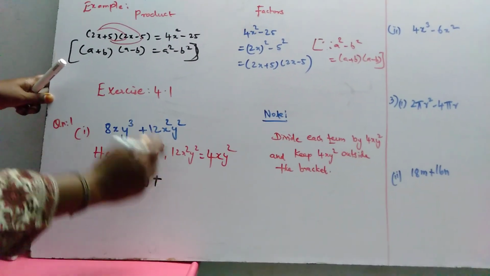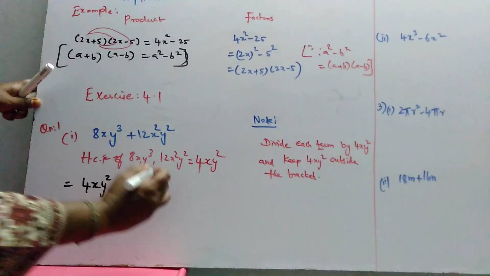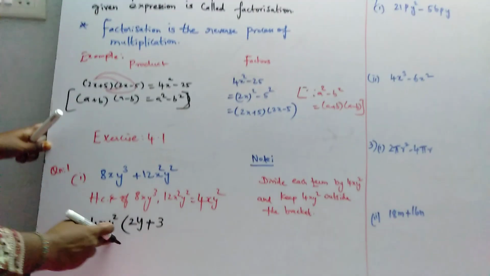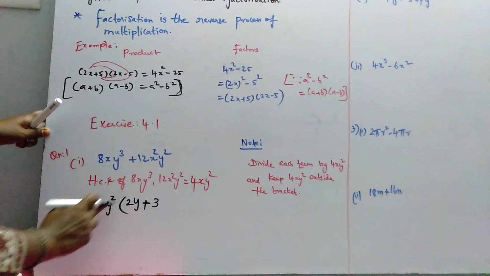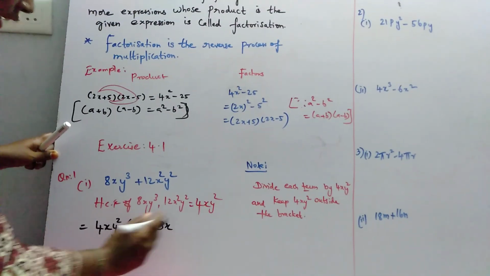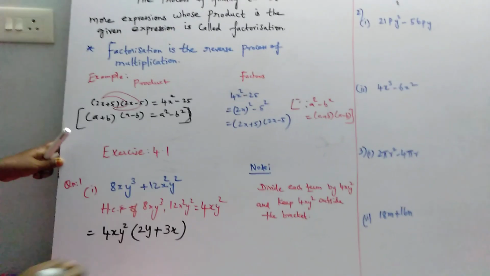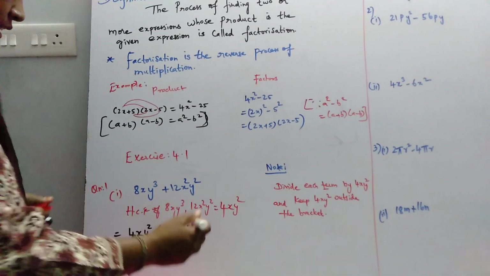So 4, here 12. With what number, if you multiply or divide, what will we get? 3. Okay, divide 12x square y square by 4xy square. You will be getting 3. Then here x square, here x, so x will be there. Here y square, there also y square, so no y term there. So this is the solution for this term.